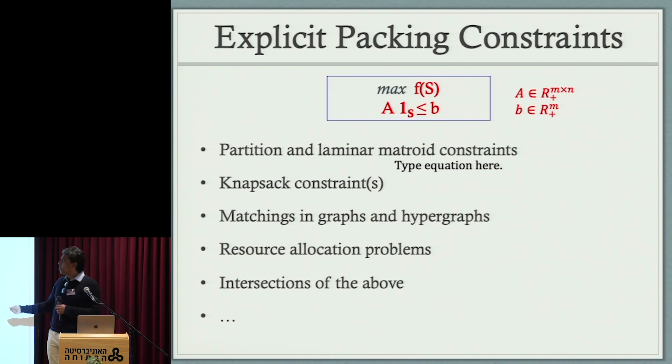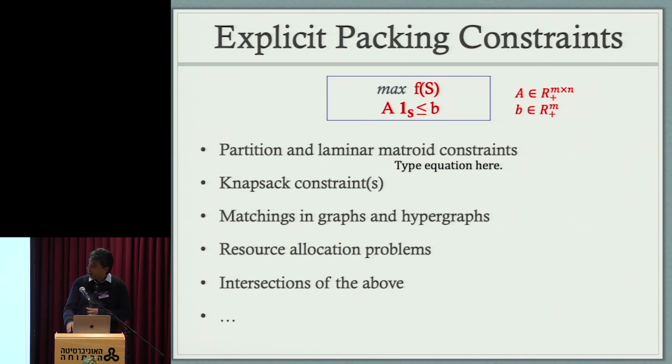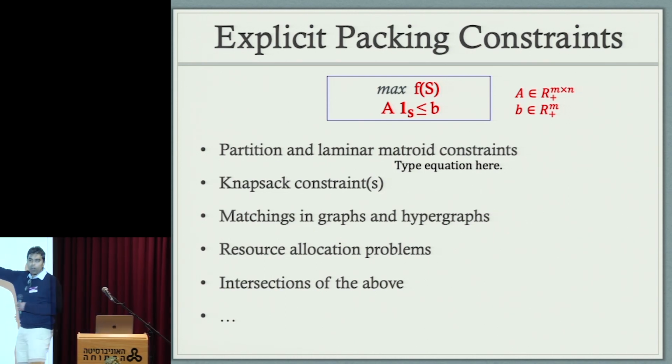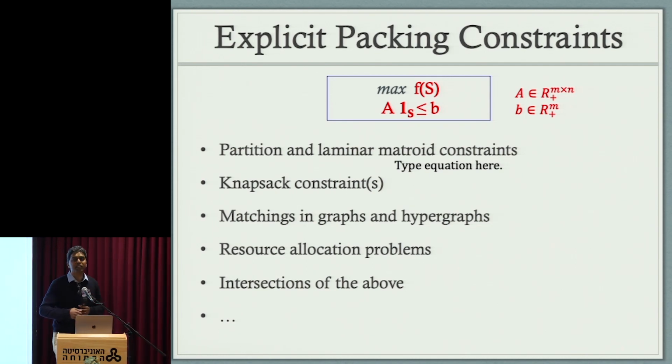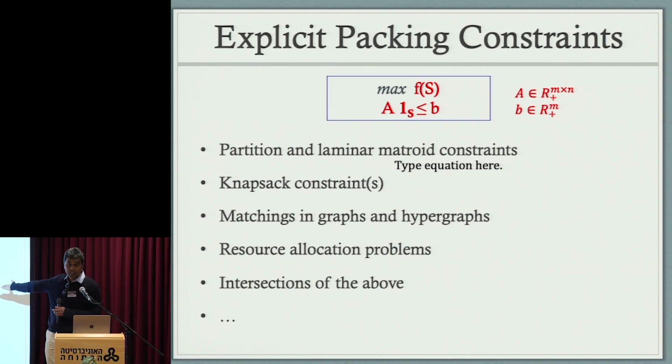So why is this interesting? It's interesting because it captures many natural problems that we want to study, like partition matroid and laminar matroid constraints, knapsack constraints, matchings, resource allocation problems. So it's a very, very general model. At the same time, it has some tractability properties, so I would like to explore this a little bit in this talk. In particular, if you think about f being just a modular function, suppose you want to solve maximum weight matching, that's a special case of this. And you want to solve many other problems.